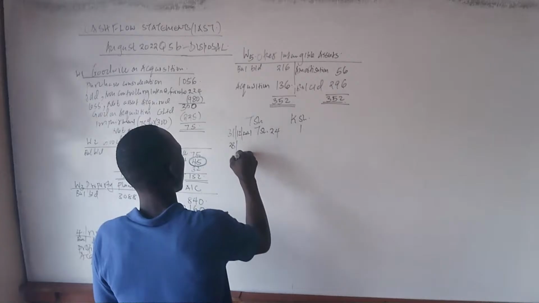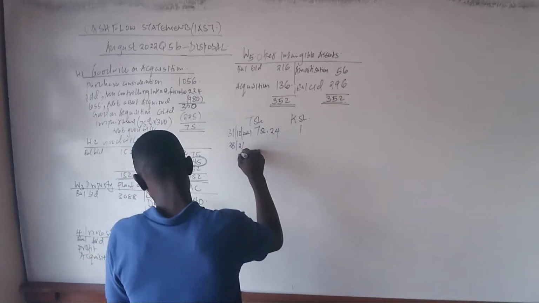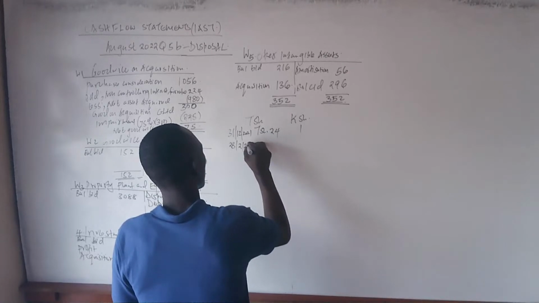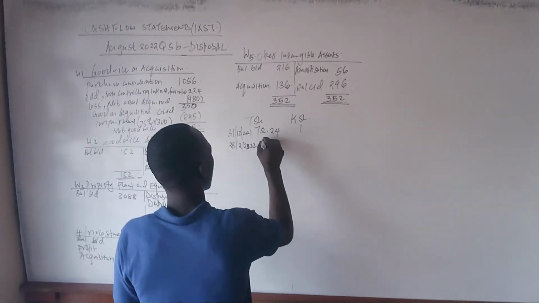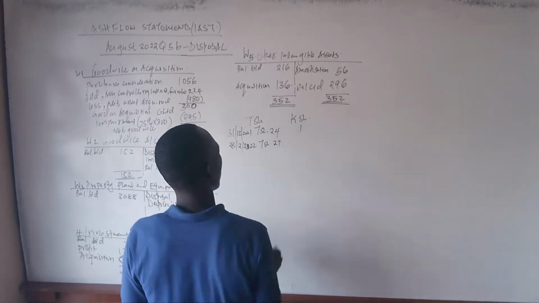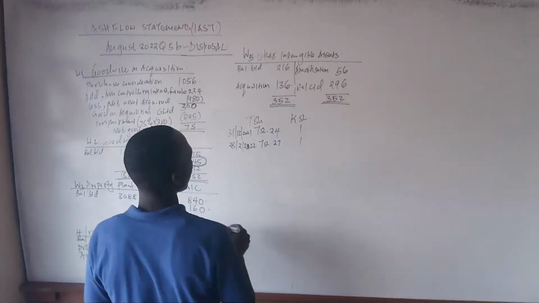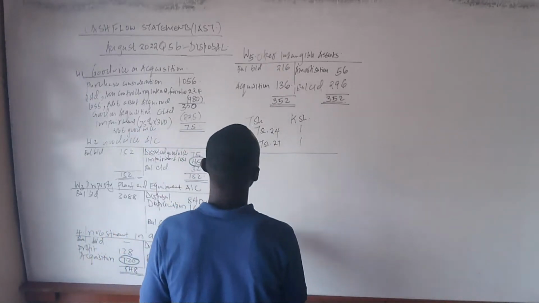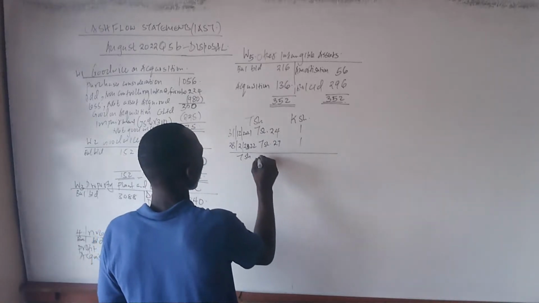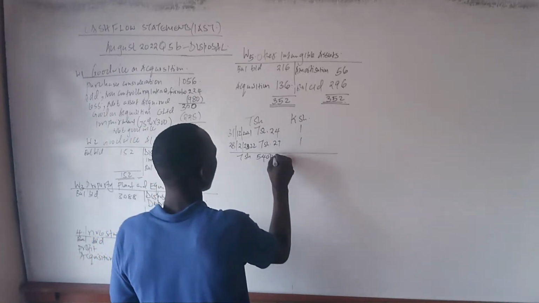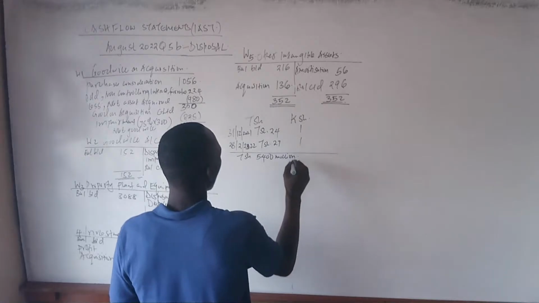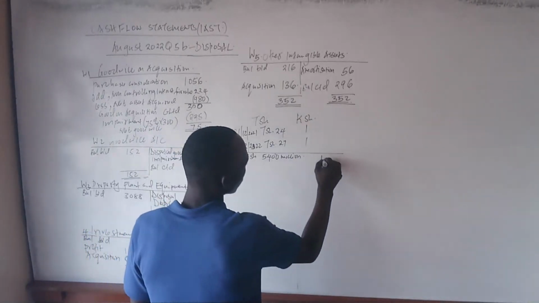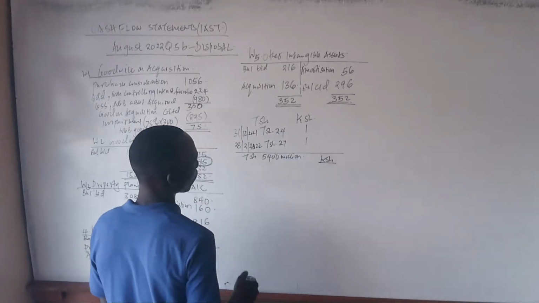Then we have 28th February 2022. We needed 27 Tanzanian shillings to get 1 Kenyan shilling. So let us translate the amount that we had. We had Tanzanian shillings of 5,400 million. So therefore, let us translate based on the two. So we change them to Kenyan shillings.